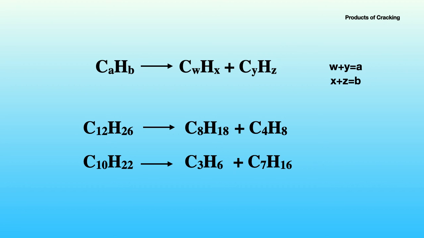And we can in fact do this backwards. Let's suppose we start with an unknown hydrocarbon, we crack it, and we get those two products there. That's hexane and propene. Right, we've got 6 carbons plus 3 carbons, that's 9. We've got 14 hydrogens plus 6 hydrogens, that's 20. So the original molecule must have been C9H20. And that's nonane.